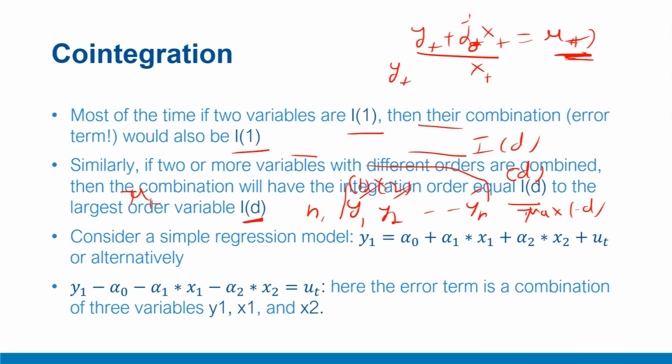For example, let's take variables y1, x1, x2 and think of a model like this: y1 equal to alpha naught plus alpha 1 x1 plus alpha 2 x2 plus this error term. I can express mu t alternatively as a combination of these three variables, y1, x1, x2. Then whatever is the order of integration of y1, x1, x2, mu t's order of integration will be the same as the maximum order of integration across these three processes. For example, if y1 is integrated of order 1, x1 of order 2 and x2 of order 3, then in general mu t is expected to be integrated of order 3.